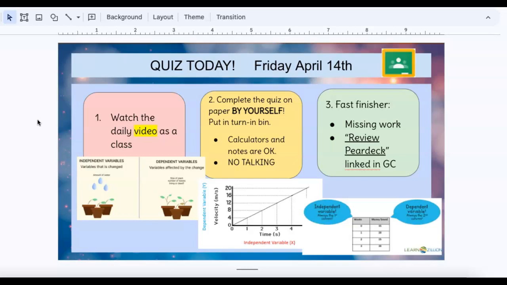Remember to be getting those permission slips in for the field trip. They are due May 5th, and you need to give them to me or Miss Tennyson if I'm not there.